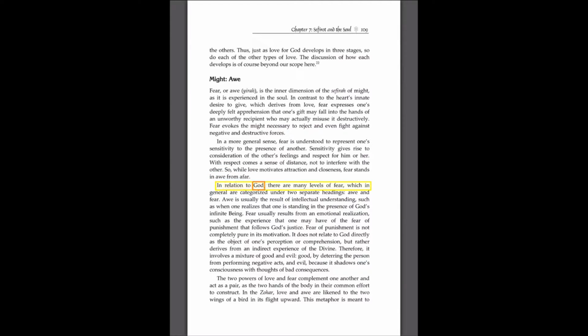In relation to God, there are many levels of fear, which in general are categorized under two separate headings, awe and fear. Awe is usually the result of intellectual understanding, such as when one realizes that one is standing in the presence of God's infinite being. Fear usually results from an emotional realization, such as the experience that one may have of the fear of punishment that follows God's justice.